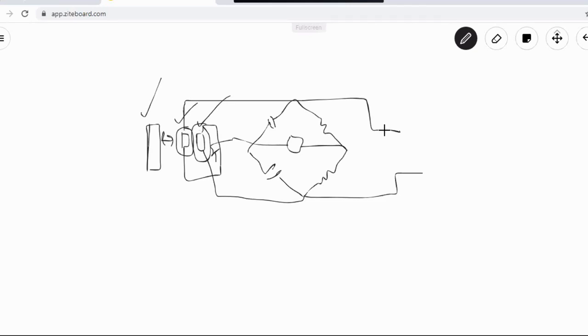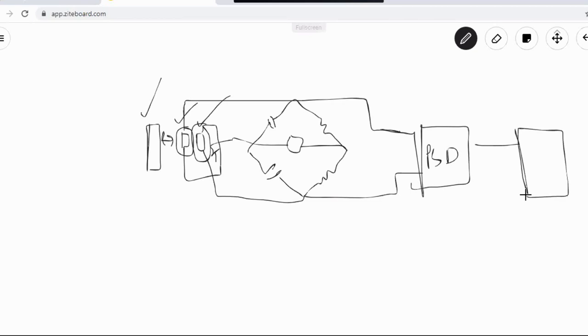Now, if we connect some signal conditioning elements here, suppose this is your PSD, the phase sensitive detector. The next one is a filter, a low pass filter, and this is the indicating meter.